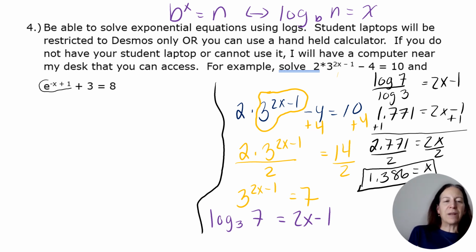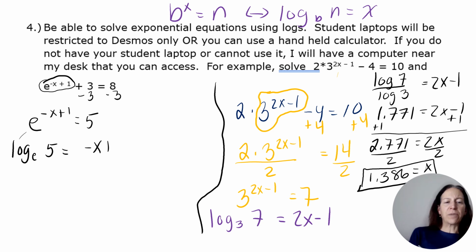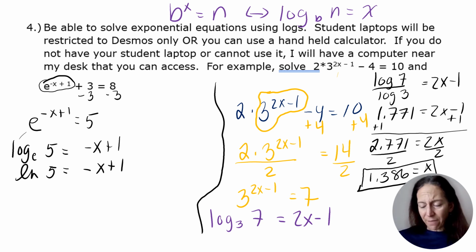All right, the one we have over here. So here's our exponential. So we need to isolate that. So we're going to start by subtracting the 3 from both sides. So we have e to the negative x plus 1 is equal to 5. And now we'll go change it to a log. This is log base e of 5 is equal to negative x plus 1. And of course, we do not want you to skip over that log base e. That's not something that we really want you to be doing.